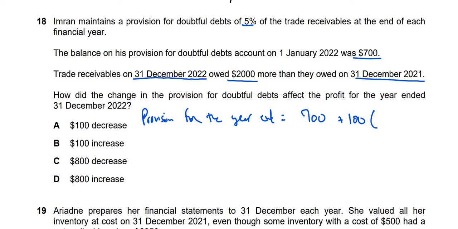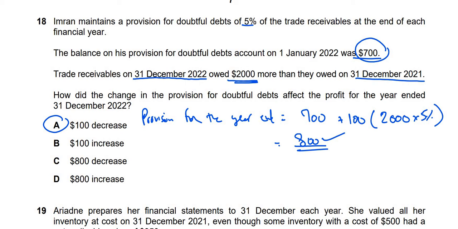So how I got this 100 actually, I got this 100 like this, 2000 multiplied by 5%. I actually took 5% of this 2000, okay? So this becomes 800. So provision increased by 100. Previous year the provision was $700. This year the provision is $800. So as a result profit will decrease by 100. Do you get it? If you guys still don't get it, I'll explain to you again.